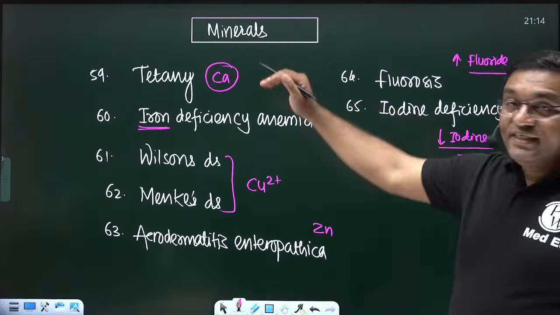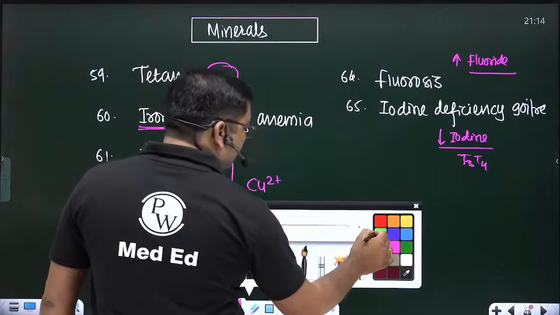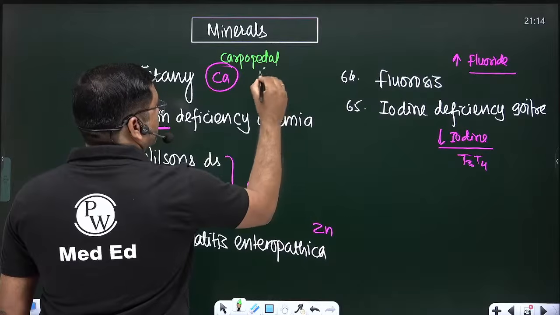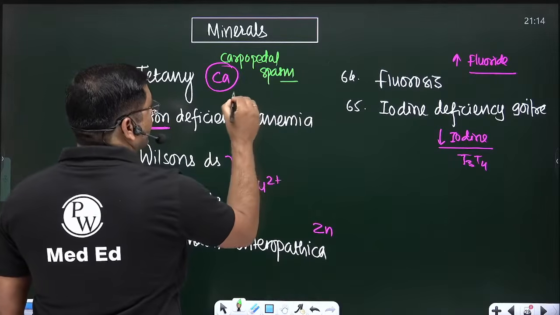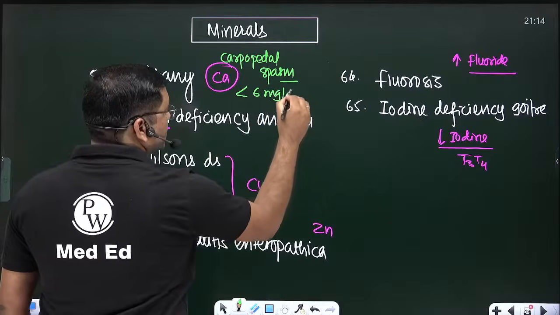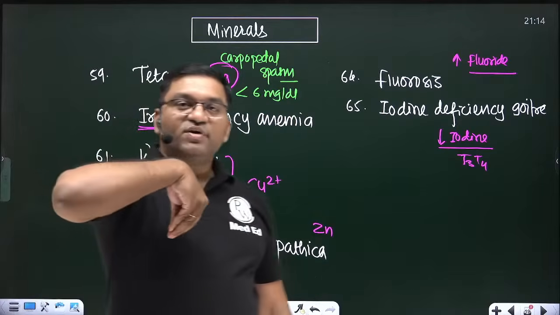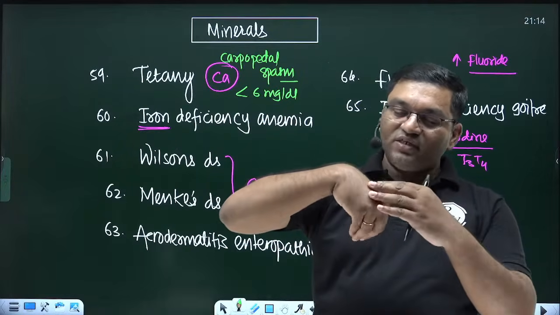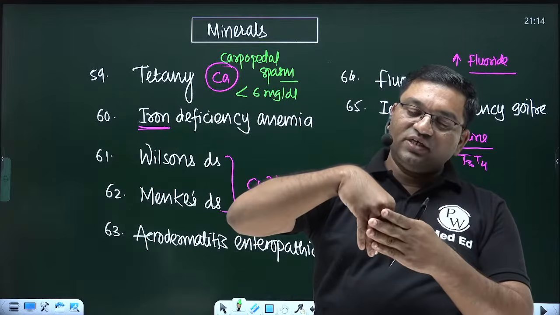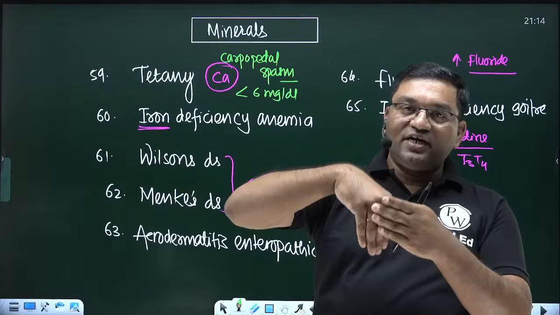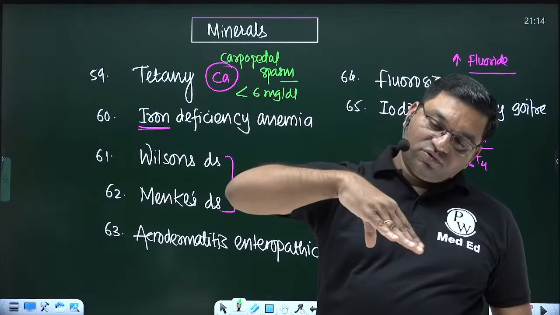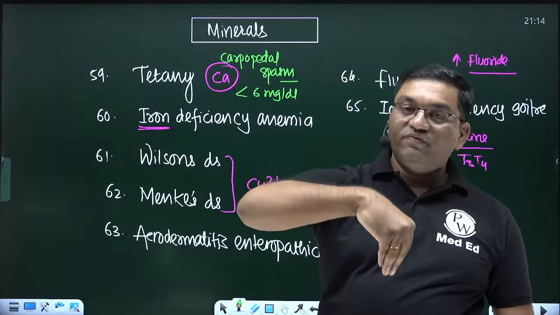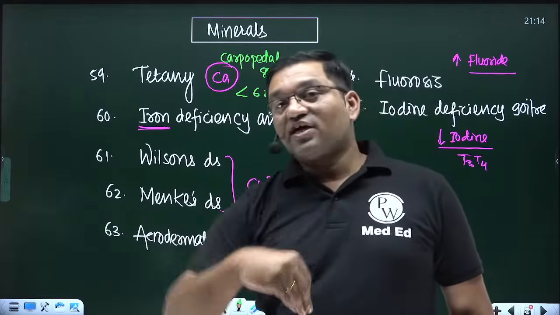Now say tetany, it is carpopedal spasm. It is a medical emergency. Deficiency of calcium, when calcium goes below 6 to 7 milligram per deciliter. This is the typical position of hand in the tetany. There is flexion of the wrist joint, flexion of the metacarpophalangeal joint, and extension of the interphalangeal joints. So this is the position of the hand that is known as the carpopedal spasm.